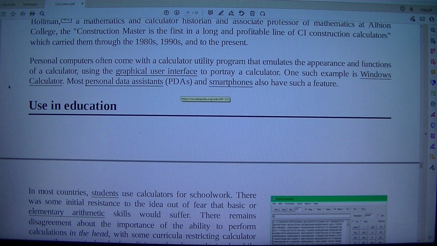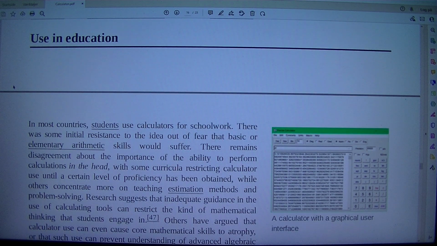Personal computers often come with a calculator utility program that emulates the appearance and functions of a calculator, using the graphical user interface to portray a calculator. One such example is Windows Calculator. Most personal data assistants, PDAs, and smartphones also have such a feature.